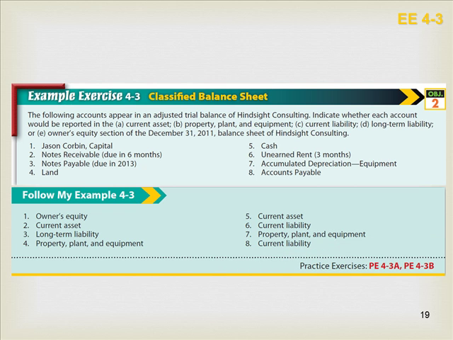Okay, so if you paused, you can see and you answered, you need to compare your answers. The capital is owner's equity. Notes receivable due in 6 months is a current asset. Notes payable due in 2013. Understand that this was for 2011, so if it was due in 2013, for the purposes of this example, it was a long-term liability. Land is property, plant, and equipment, also known as fixed assets. Cash is a current asset. Unearned rent is a current liability. Accumulated depreciation for the equipment is property, plant, and equipment. And accounts payable is a current liability.